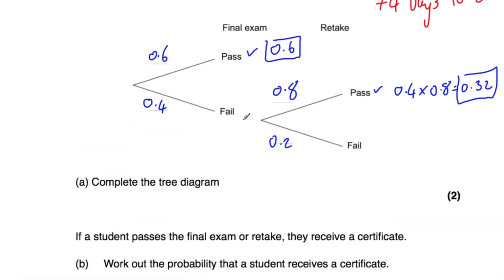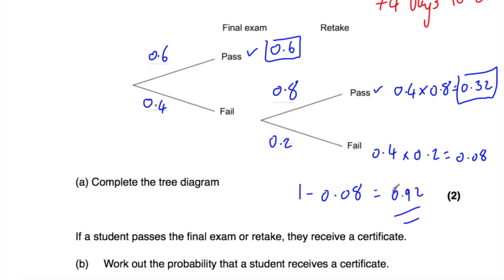Now, just to show you that we could also work it out the other way, the probability of failing and failing is 0.4 multiplied by 0.2, that's equal to 0.08. So that's the probability of not getting a certificate. So if we do 1 minus 0.08, that's also equal to 0.92. Just to show you could use either approach. And that's it. Okay, let's have a look at our next question.